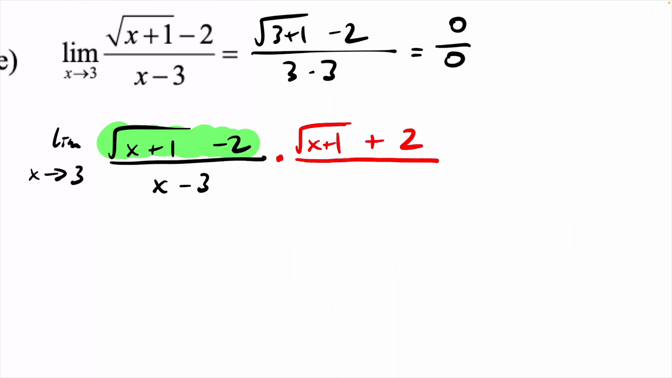It could be like that, or it could be x squared minus 6. The conjugate would be x squared plus 6, right? It's just a different sign. Okay? So I multiply by that.